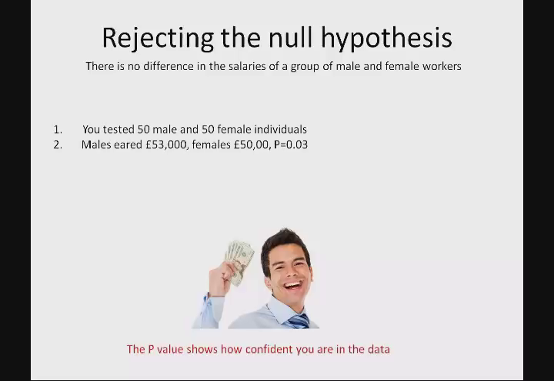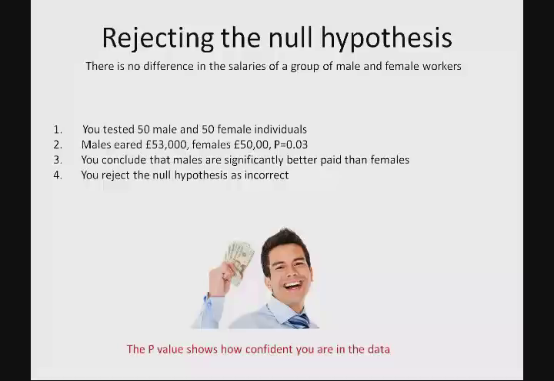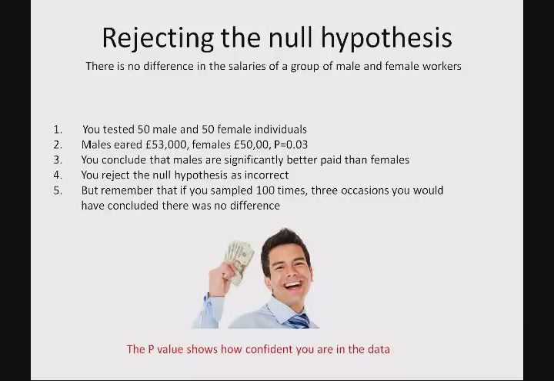So what does this mean? This is less than the first cut-off point of 5%, or p is 0.05, so you would conclude that males are significantly better paid than females, quite rightly based on the statistics. And so you reject the null hypothesis that there is no difference as incorrect, and establish the fact that there is in fact a difference between males and females. However, you have to be cautious. Remember, you have not proved that males earn more than females. You have just shown it's highly likely, and you know the level of likelihood that males earn more than females.